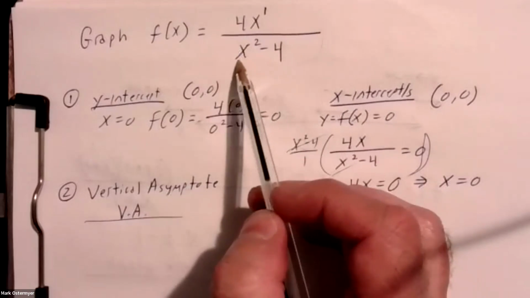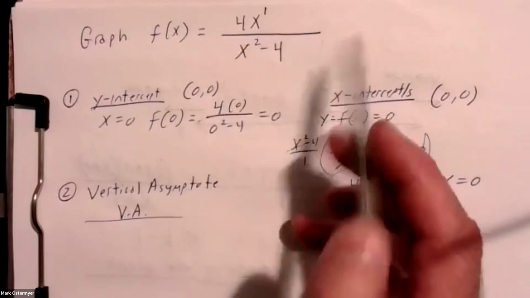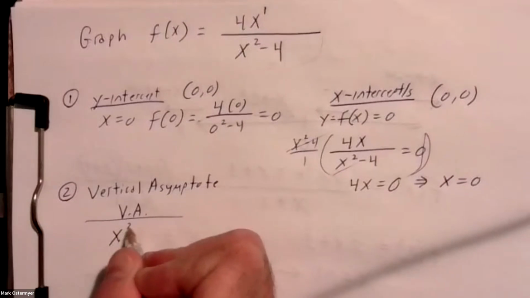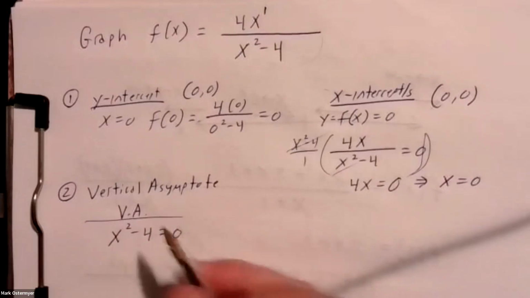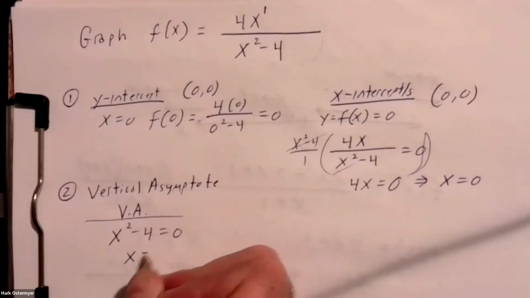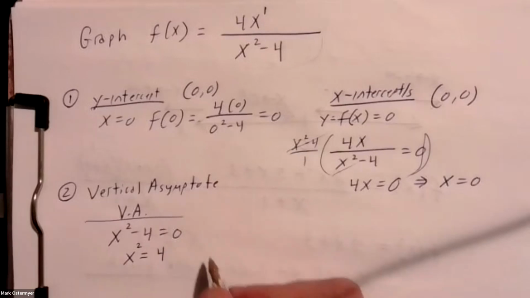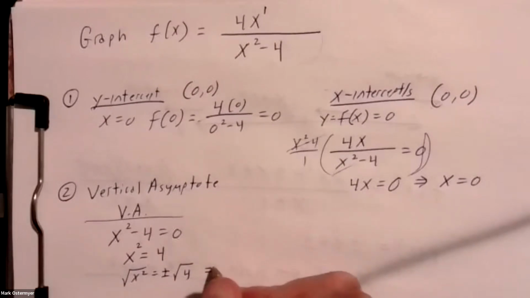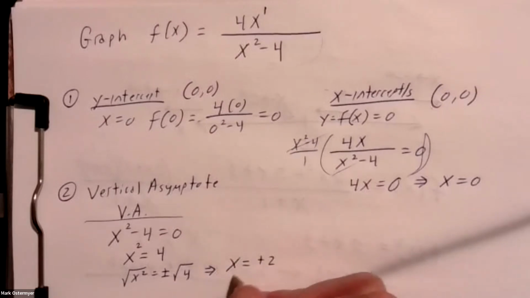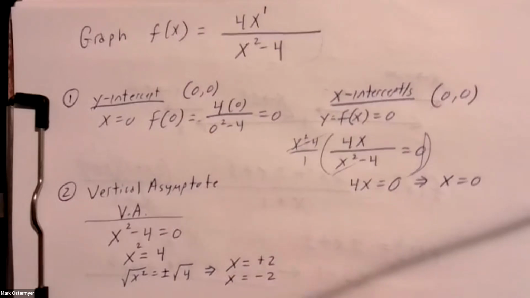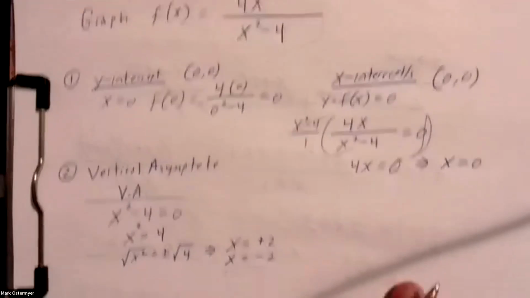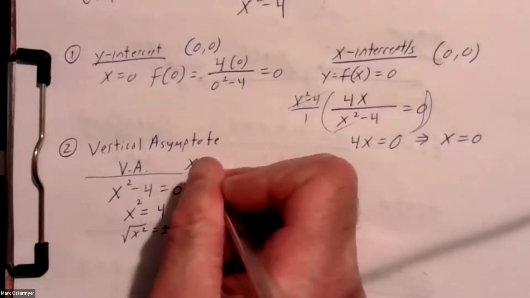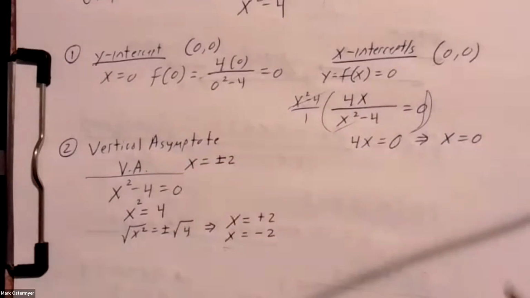To find the vertical asymptote, we set our denominator equal to what? 0. And then we have to solve this equation, solving this quadratic equation by adding 4 to both sides and using the square root method. Take the square root of both sides. Don't forget the plus or minus square root of the number side. We can see that we have 2 vertical asymptotes, one at x equals positive 2 and one at x equals negative 2. So these are the equations of your vertical asymptotes.